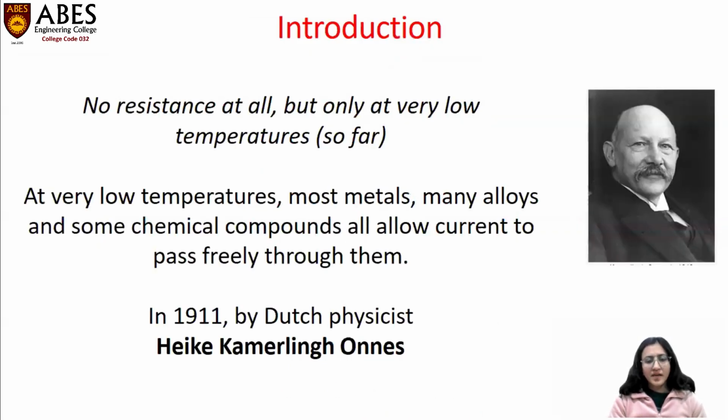According to H. Kamerlingh Onnes, a Dutch physicist, in the year 1911 he discovered a phenomenon where at very low temperatures, certain materials show zero resistance. At very low temperature, most metals, many alloys, and some chemical compounds allow current to pass through them freely. They provide absolute zero resistance.